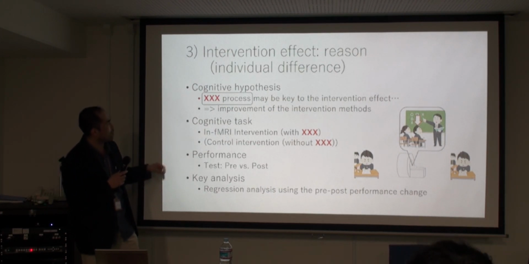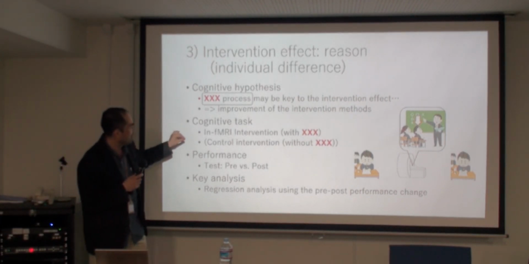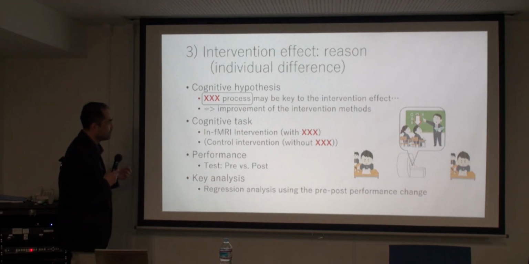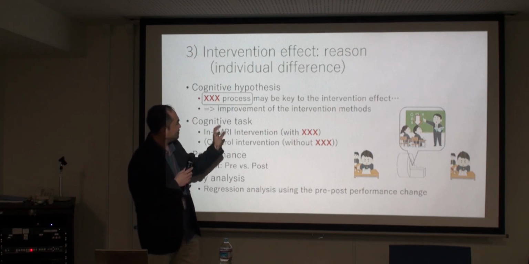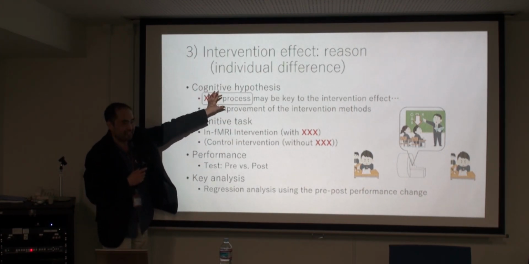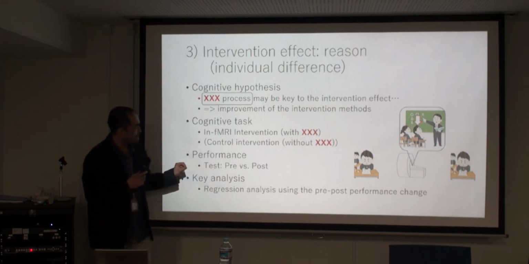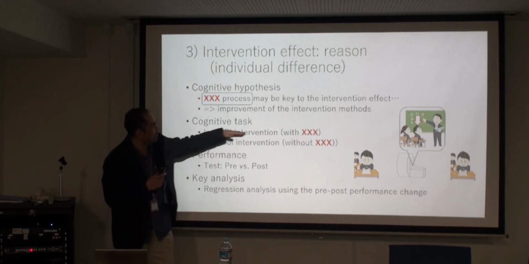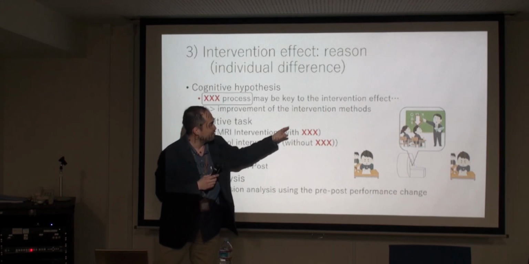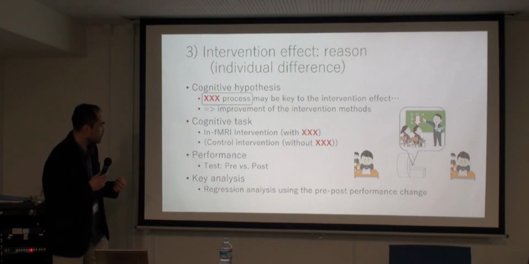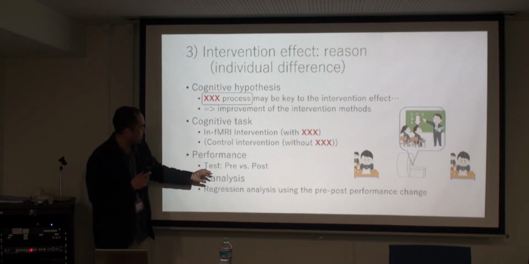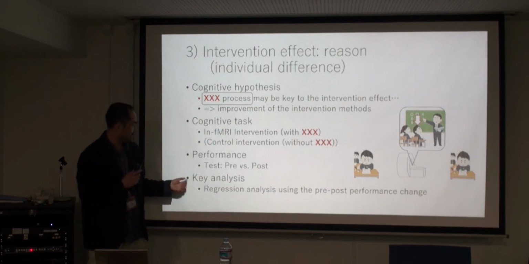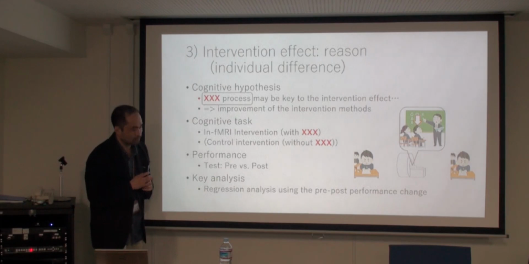So here, the most challenging issue is to create a cognitive task in this case. We have to create the fMRI intervention task. And we assume that it involves some key processes for learning. And ideally, we can include a control intervention that is similar to this intervention task, but without the specific cognitive process. And then we measure the performance between pre and post, and we use this pre-post performance change in the regression analysis at the second level.